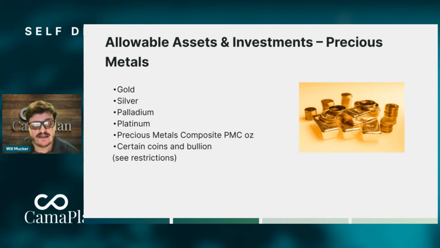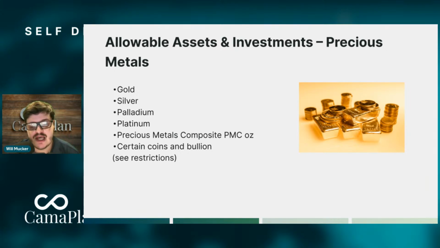Another asset class people use for diversification is precious metals and commodities. So people can purchase gold, silver, palladium, platinum within their IRA. And then there's an option also called the precious metals composite. That's an option that's a combination of those previous four metals. That is patented by Neptune Global. That can also be purchased within your IRA. And then we have the option for certain coins and bullions at the end.